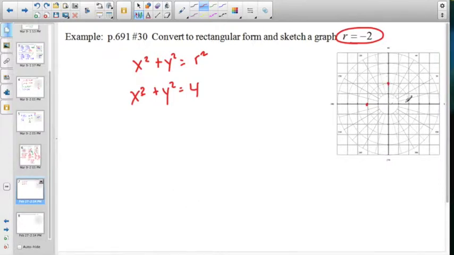And so it just really means go out 2 concentric circles from the pole here, without any restriction as to what angle you travel on. So we end up getting this circle with a radius of 2 with its center at the origin.